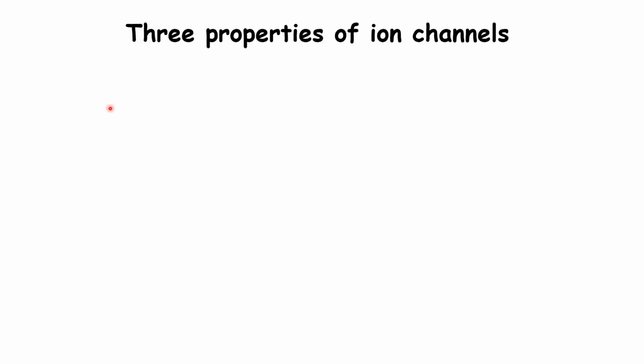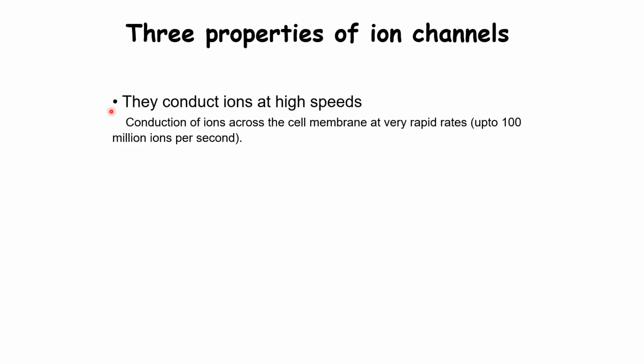Let's look at some of the properties of ion channels. The first property is that the channels allow the ions to move at very high speeds. A single ion channel molecule may allow up to 100 million ions per second to pass. That's a staggeringly large number to pass through a single ion channel. And these numbers are much larger than what an active transporter like the sodium-potassium exchange pump can allow.